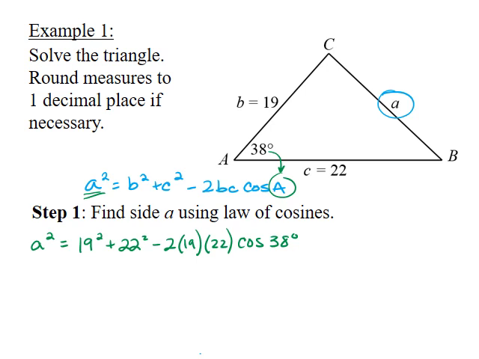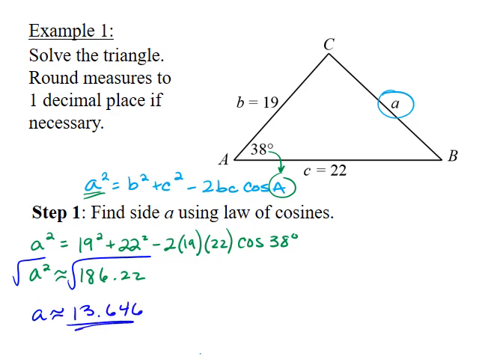So when you plug this in, you'll find that a squared is approximately 186.22. Then to get a by itself, you will take the square root of both sides. Since we are talking about a length of the side of a triangle, we want the positive outcome. So a is approximately 13.646.